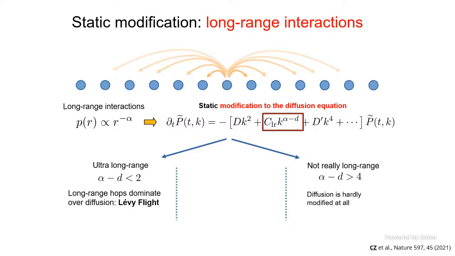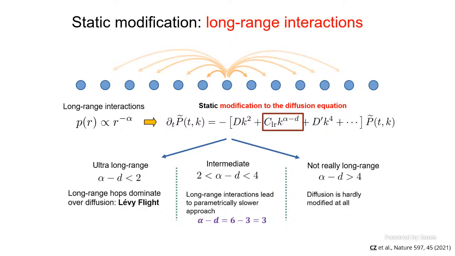And if you're in the regime where alpha minus d is larger than four, then this term is even smaller than the higher order corrections. In this case, diffusion is almost not modified. However, there is an intermediate regime where alpha minus d is larger than two but smaller than four. In this case, the long range interactions lead to a small correction to the approach of the diffusive behavior, which is exactly where our system lies. Our alpha is around six, since the coupling goes as J squared, so six minus d is three, which is exactly where our experiment lies.